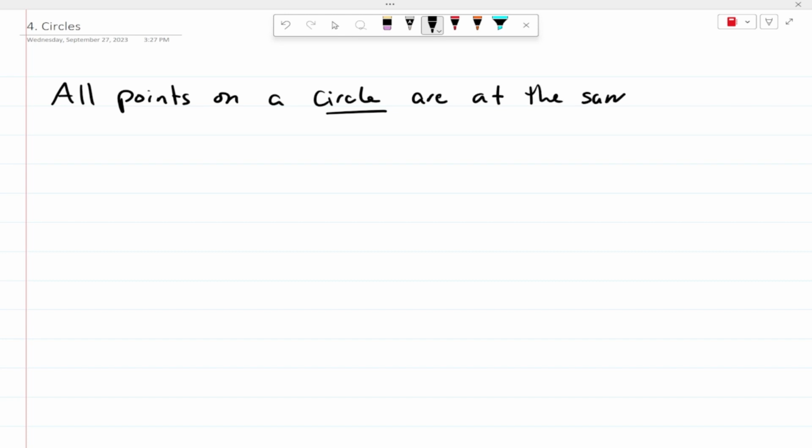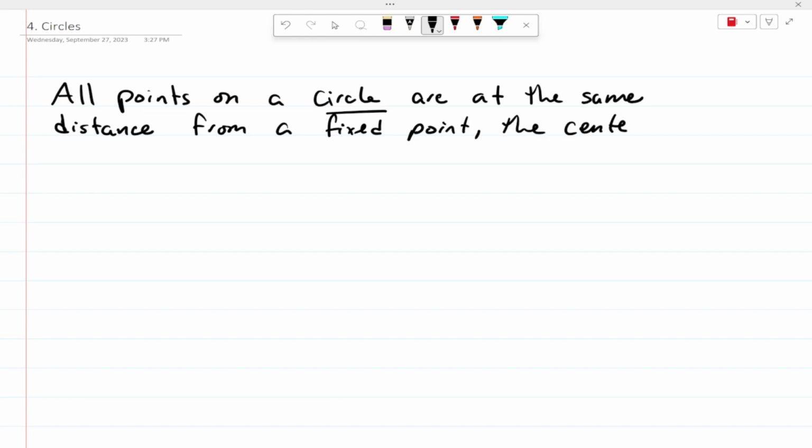So all points on a circle are at the same distance from a fixed point, which we call the center. The distance from the center to a point is called the radius.